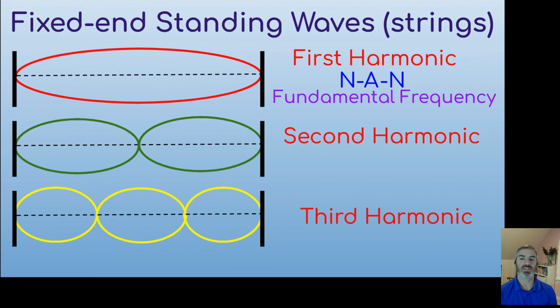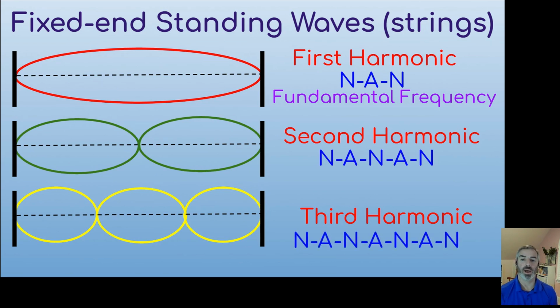So if we look at the second harmonic and its pairing of node antinodes, what we're going to look at is we're going to count those pairs. So the node antinode node antinode node, we can count the pairs and we can see we have 1, 2, 3, 4, which is a multiple of our first harmonic. So it's twice as great, so that's why it's the second harmonic.